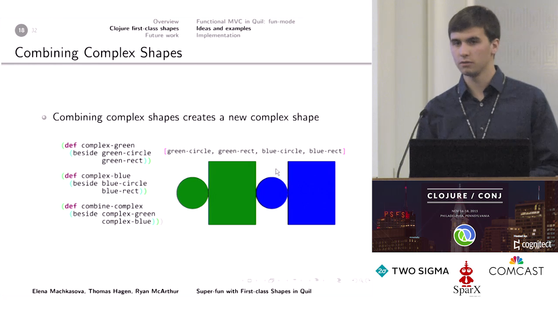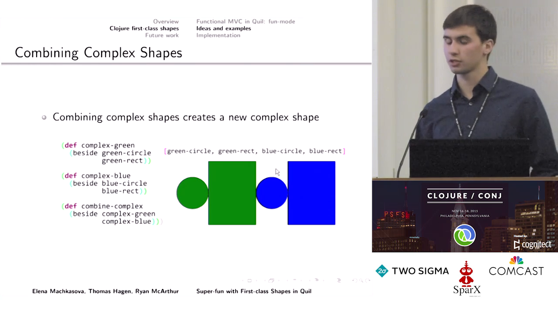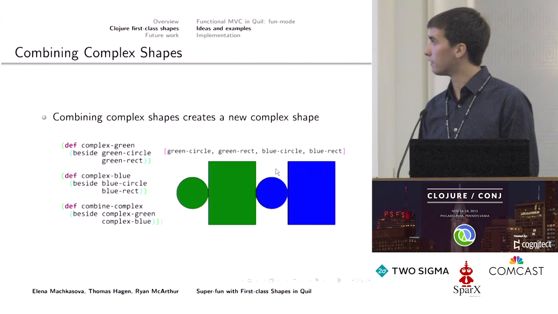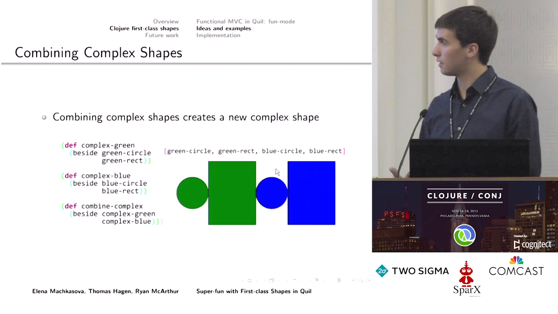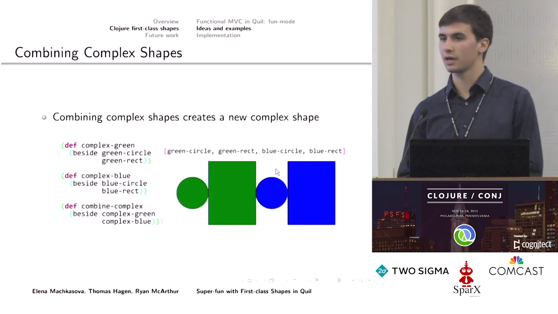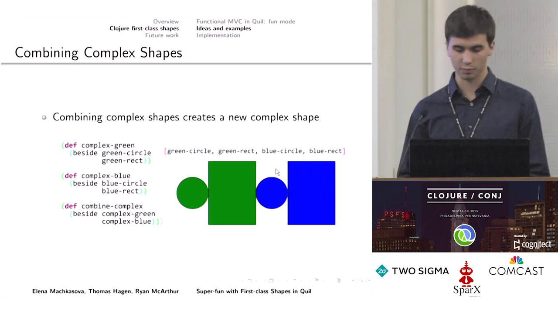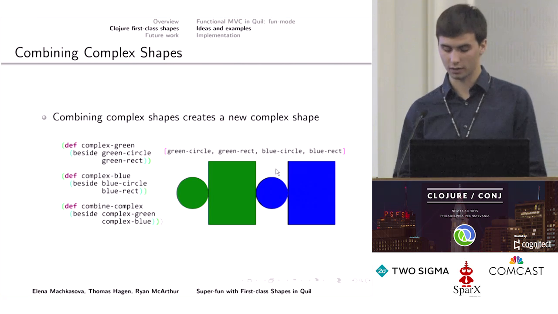So if we are going to combine multiple complex shapes together, it creates a new complex shape. So in this case, we have a complex green, which is made up of a circle and a rectangle, and a complex blue, which is also made up of a circle and a rectangle. And we combine them together to create the complex shape that consists of a circle, rectangle, a circle, and a rectangle.